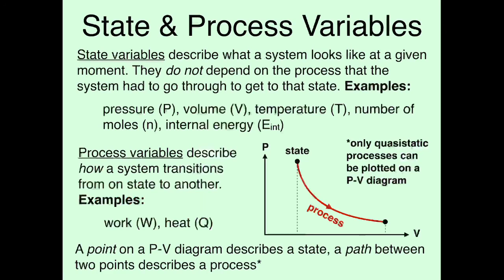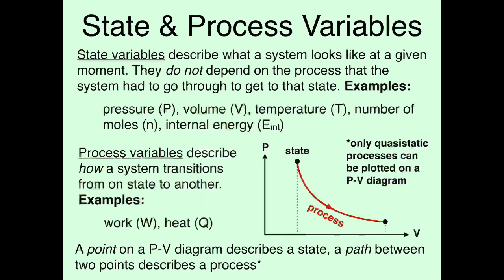So let's give some examples. Pressure, volume, temperature, the number of moles, internal energy. These are all things that you can just directly measure, so they don't depend on the history of the system and how it got to its current state. They're just things you can measure directly.